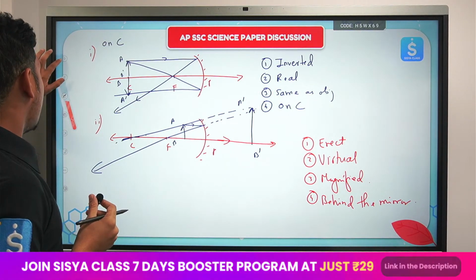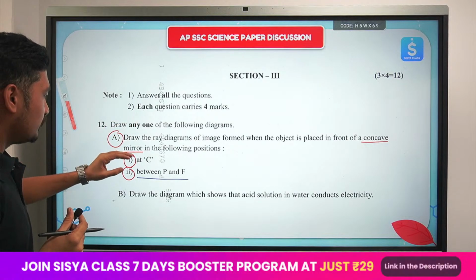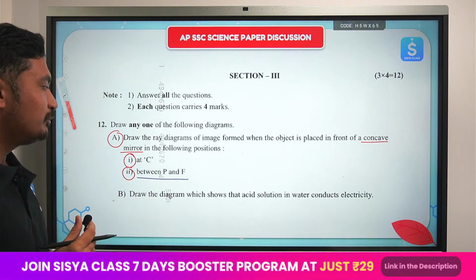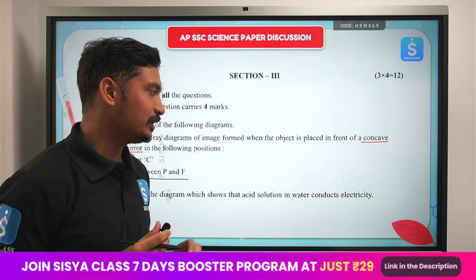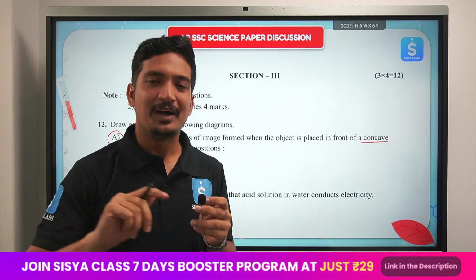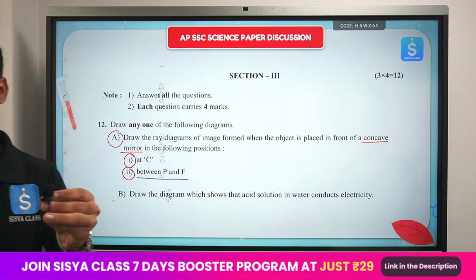Now, if you have done this, then we have the next question also. It is: draw the diagram which shows that acid solution in water conducts electricity. Now because this question is from chemistry, Rutika will be taking it ahead. Thank you, sir.